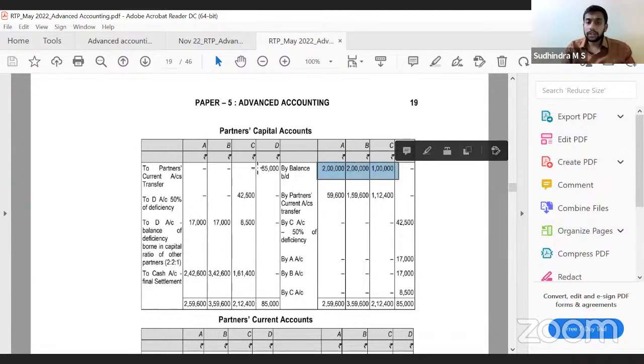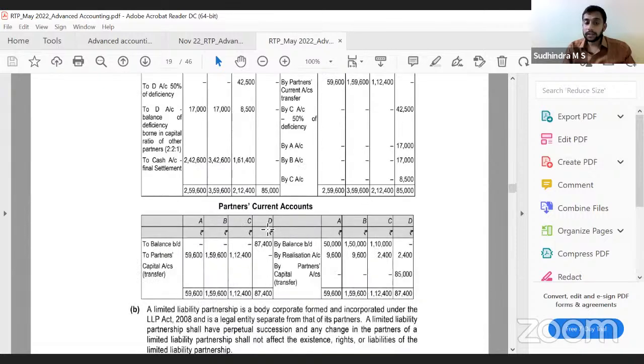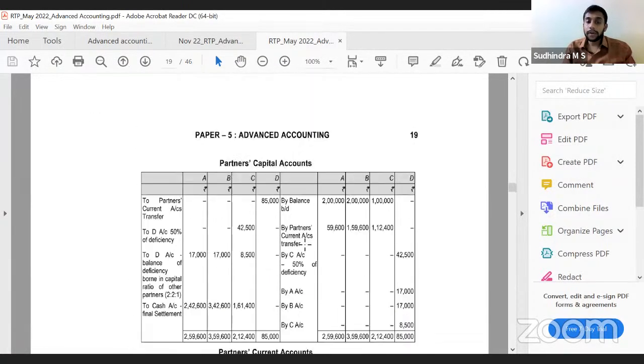Then balance brought down, capital, then current account balances, then realization profit, then you have the deficiency of partner D. We have total deficiency of 85,000. 50%, 42,500, is borne by partner C. Balance 42,500 in the ratio of 2:2:1. That is why we get 17,000, 17,000 and 8,500. Then the balance amount to cash account, that is final settlement among the partners. Then partners current account, anyhow, we have already brought in realization loss. Then transfer to partners capital. That's all.